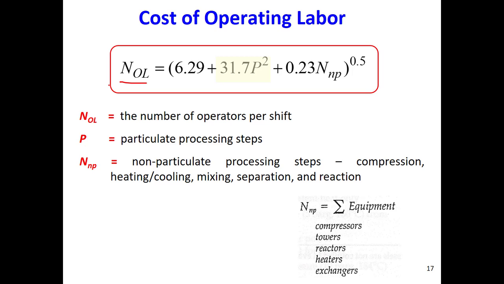So this is the equation that we will use to find the number of laborers that we need per shift in a manufacturing site. In this equation, this is the number of operators that you need per shift. P is the particulate processing step.